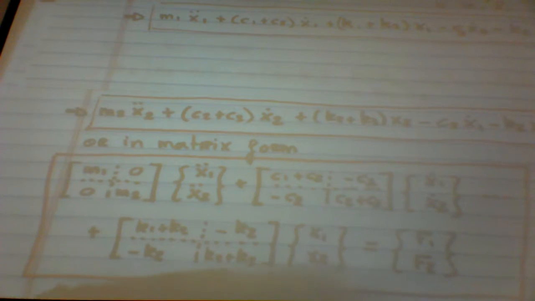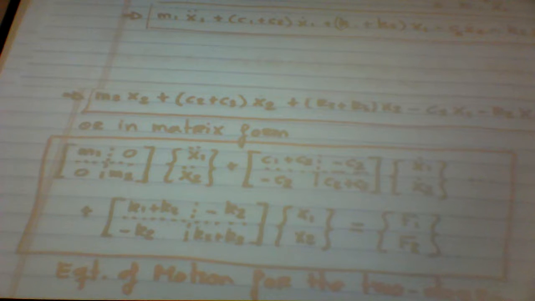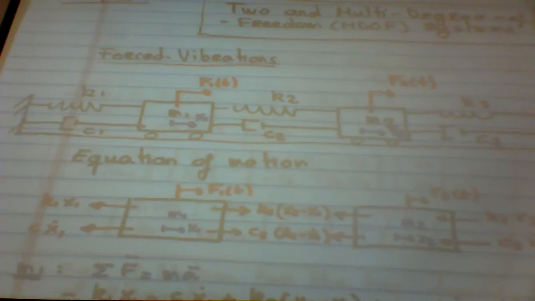So this is the equation of motion for the two degree of freedom system. Why is it called two degree of freedom? Is it because there are two objects moving? Because there is x1 and x2, no? So it can move in two different ways.